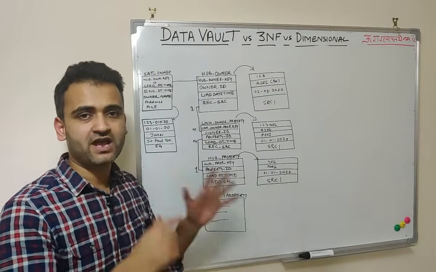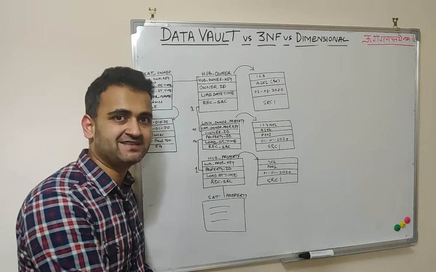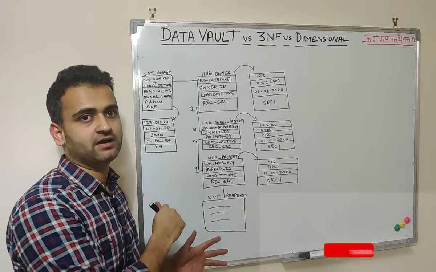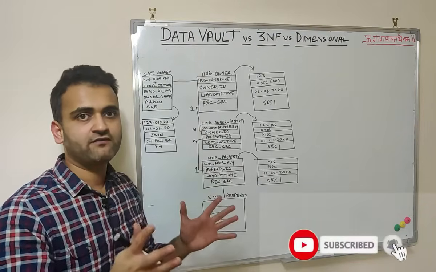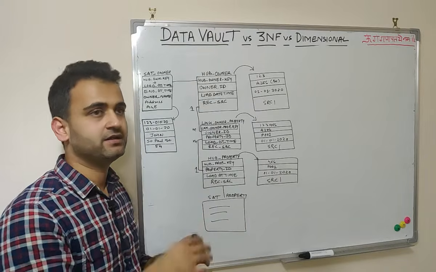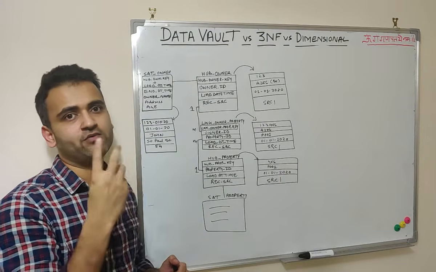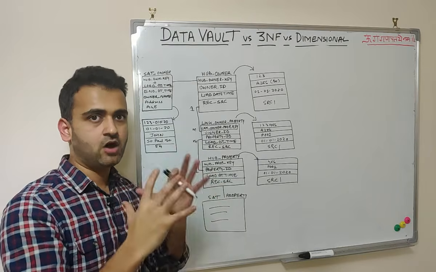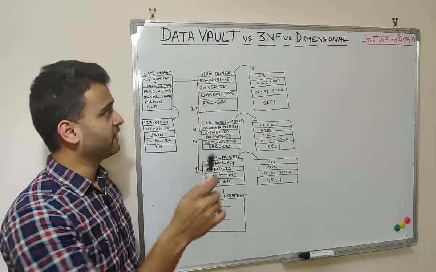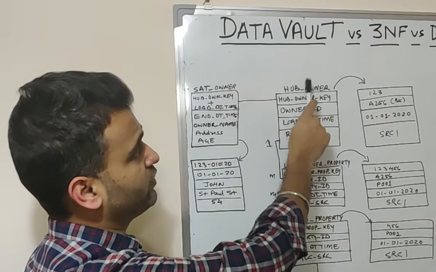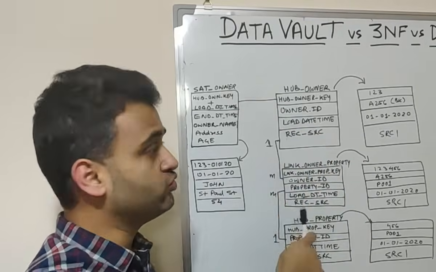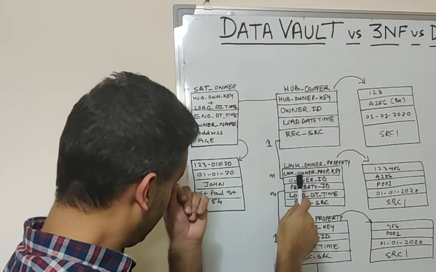In this diagram, I have gone to the next level of detail of the data model which we drew in the last section. I have not taken all the hubs and all the links. I have only taken two hubs, one link and one satellite, so that you understand how the data is structured and how the data is stored. First of all, we have defined two hubs. One hub is owner and another hub is property, and we have linked these two hubs with a link underscore owner underscore property.